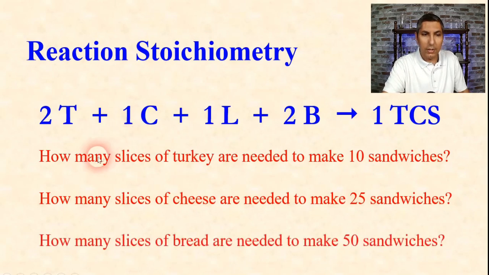Now, let's try this question. How many slices of bread are needed to make 50 sandwiches? Well, once again, we can look at the recipe and see that for every 1 sandwich, we need 2 slices of bread. So it's a 1-to-2 ratio. So that means if we have 50 sandwiches, we're going to need twice as many slices of bread. So that's 100 slices of bread. This is just the essentials of how we work with a recipe.